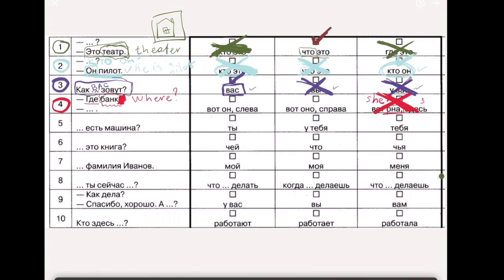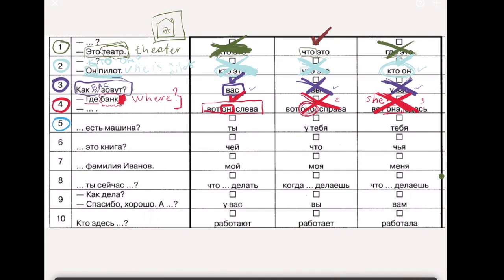Boom. This is incorrect. Second version is incorrect too because we're having neuter here. And we already understood that it is masculine. And here in answer number 1, we have a perfect masculine word, он. So this one is correct. And again, try them together. Где банк? Where is bank? Вот он, слева. Here it is, on the left. Perfect. Moving to the next sentence, number 5.